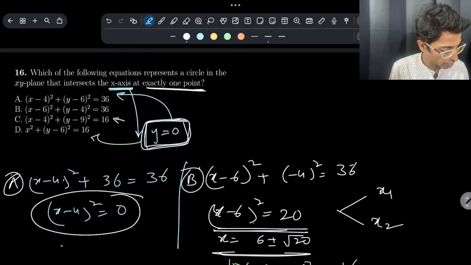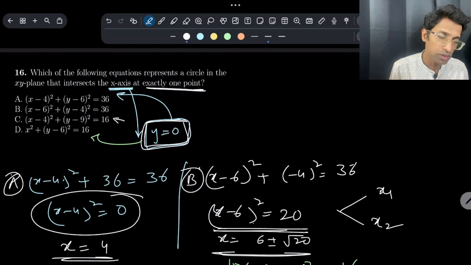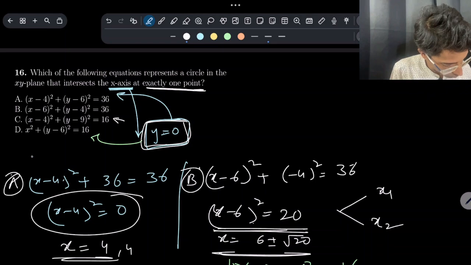Here you are getting x equal to 4. Only one solution is coming here. So I mean you get two solutions, 4 and 4, which is essentially one solution. So x equal to 4, it is touching at only 1 point on the x-axis. So this is your answer, which is option A.